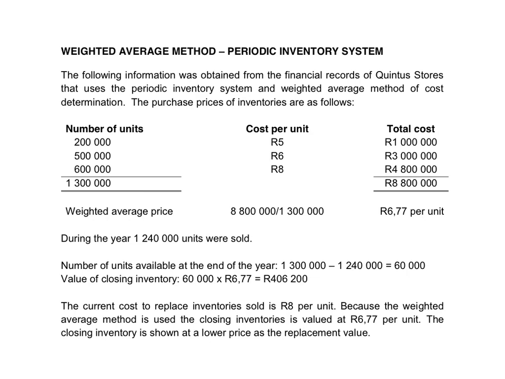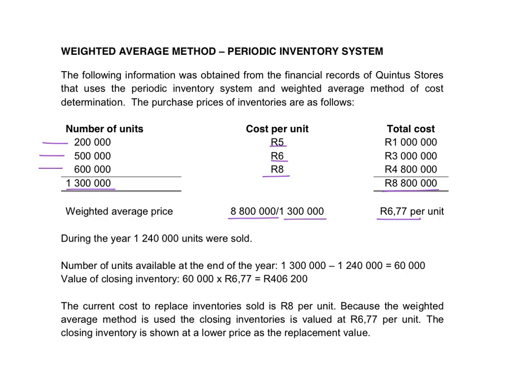So if we look at the information here, we bought 200,000, 500,000, 600,000 units. So the total number of units available is 1.3 million. Then we multiply the number of units with the cost per unit to see what was the total expense, 8.8 million. If we want to work out what is the weighted average, it means that we take the total cost and we divide it by the total number of units, and that gives me an average price of R6.77 per unit.